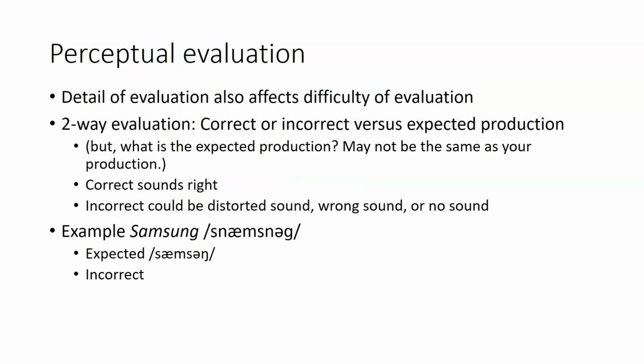The detail to which we do an evaluation also affects how easy it is to do. So the book talked about these different categories of a two-way evaluation, judging whether something is just correct or incorrect versus an expected production. This is relatively easy, but there is the question of what the expected production is supposed to be. That production may not be the same as your production if your client speaks a different dialect of English than you do, for example.